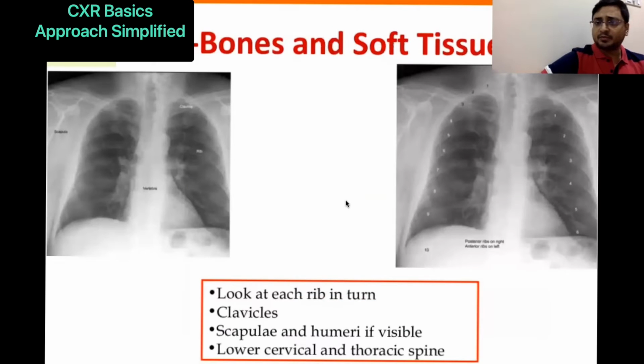Coming to B for bones and soft tissue, you can see the ribs, whether any fracture or not. Is there any destruction? Is there any more opacity? Any other deposit? These are the ribs, these are the clavicles, these are the vertebrae. So look at each rib in turn, the clavicle, scapula, and other bony structures. And this is how you can diagnose any bony abnormalities also in cases of chest X-ray.